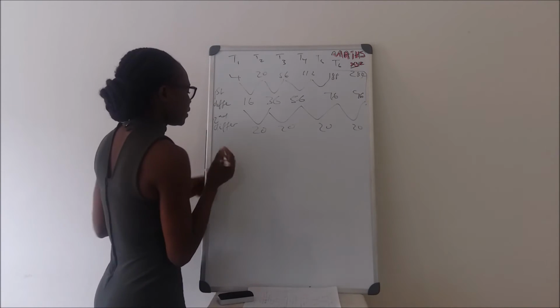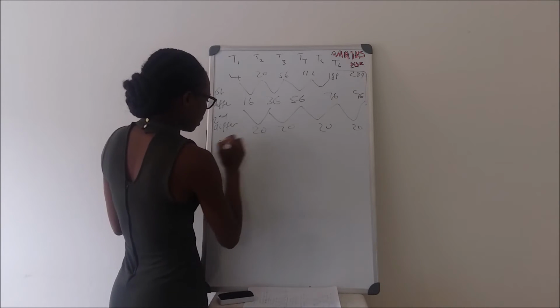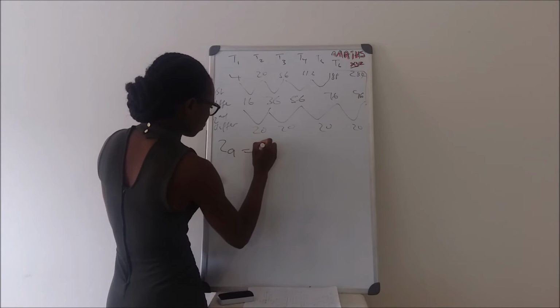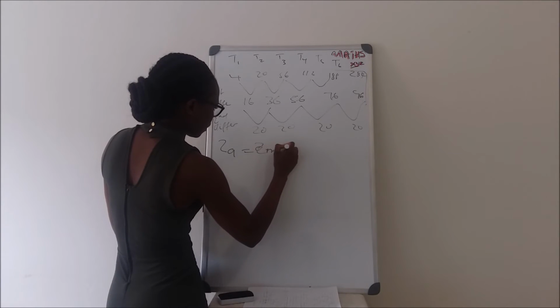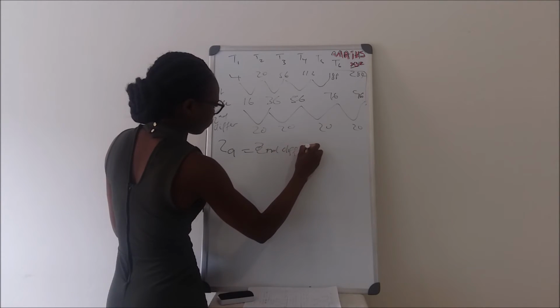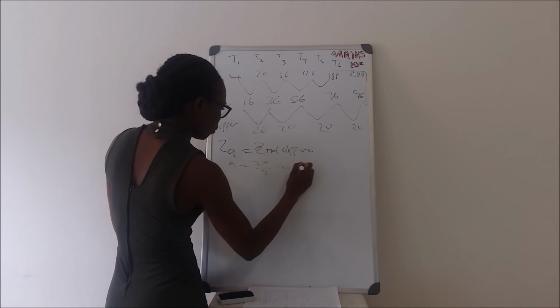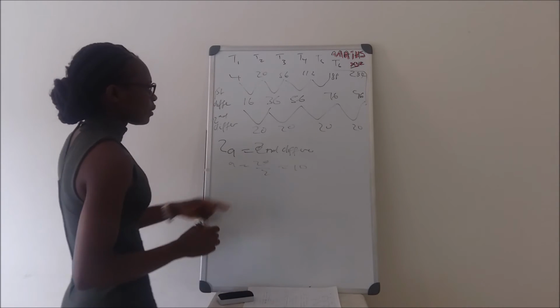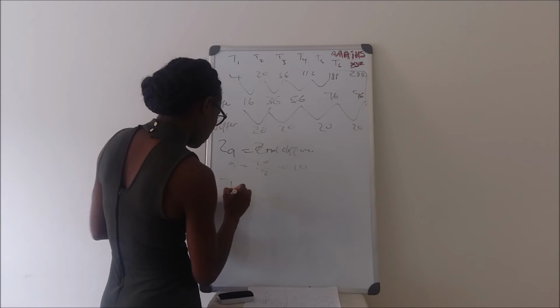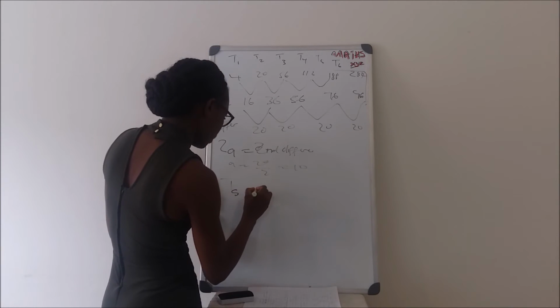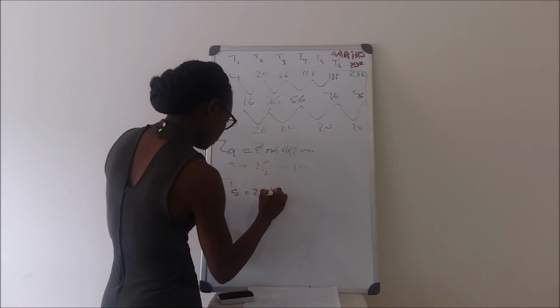Right, now let's see how we get that. Our second difference, 2a is equal to the second difference. Then our a will be 20 over 2, which is 10. Now to get the next term, T5 is equal to the second difference.